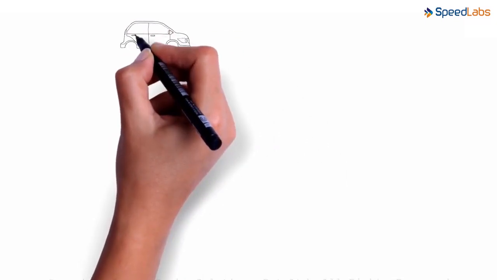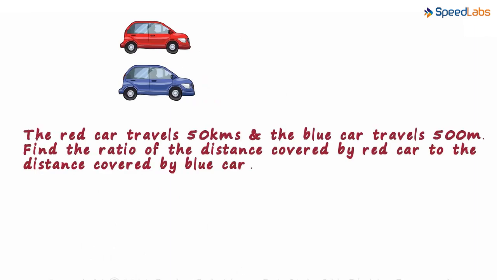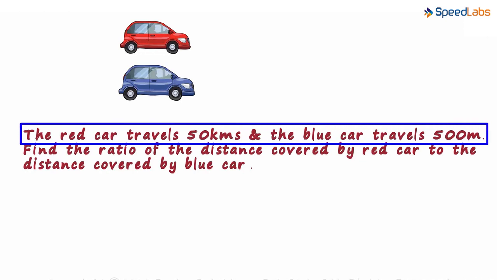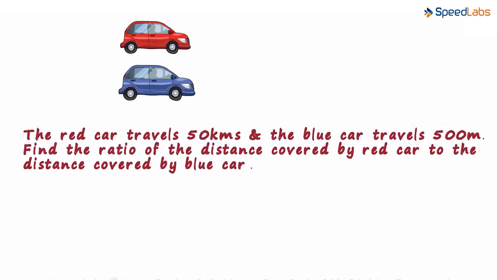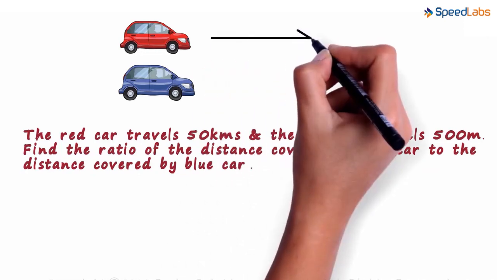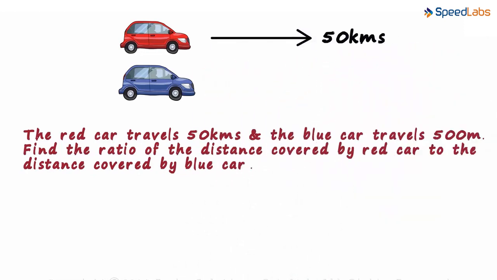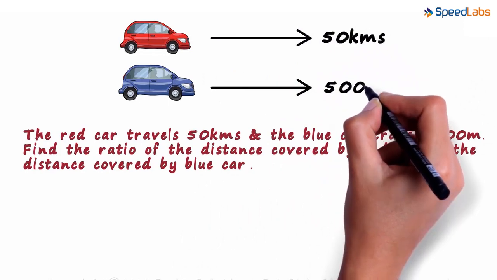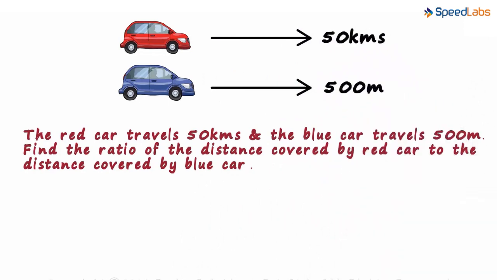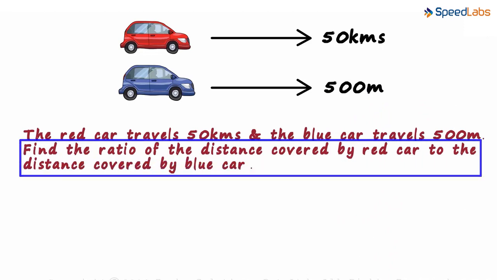Let's look at a problem based on two cars, a red car and a blue car. This is what's given to us. The red car travels 50 kilometers and the blue car travels 500 meters. We have to find the ratio of the distance covered by the red car to the distance covered by the blue car. It says that the red car travels 50 kilometers and the blue car travels 500 meters. And we have to find the ratio of the distances traveled by each car, red to blue.